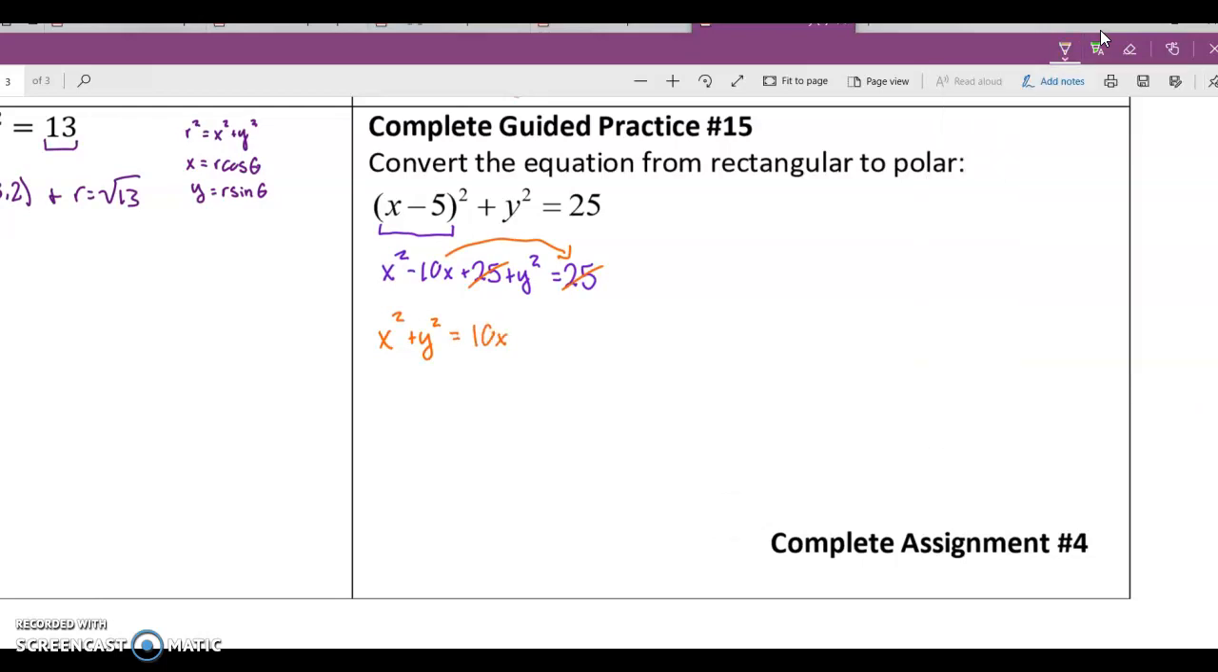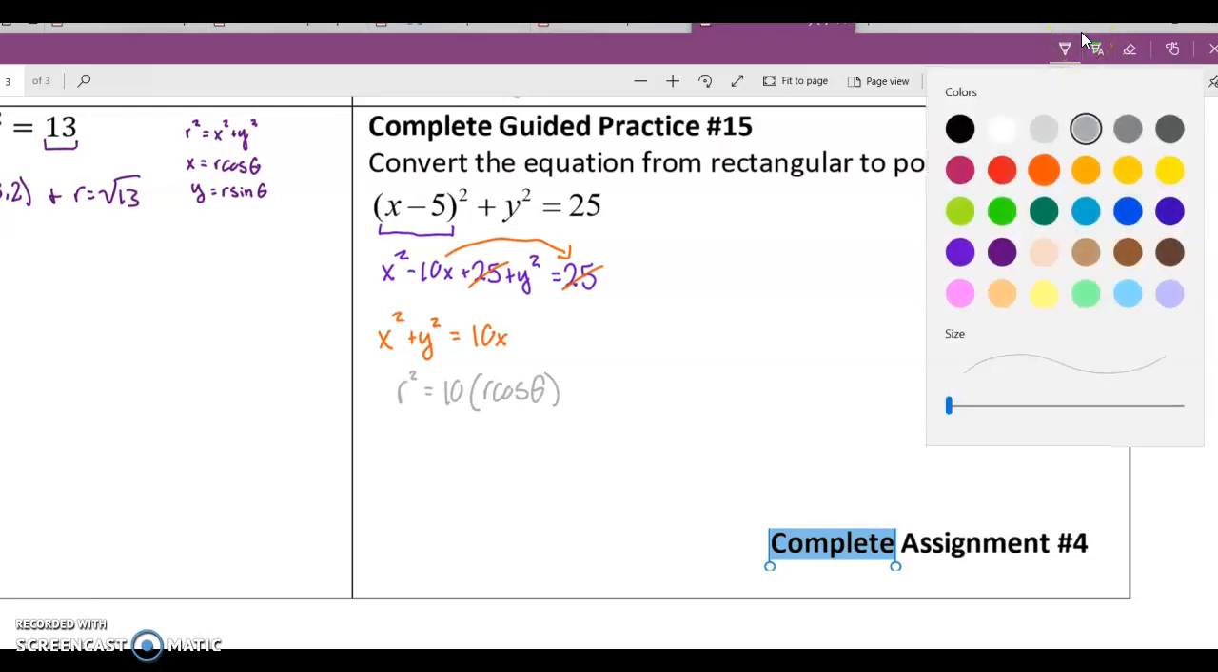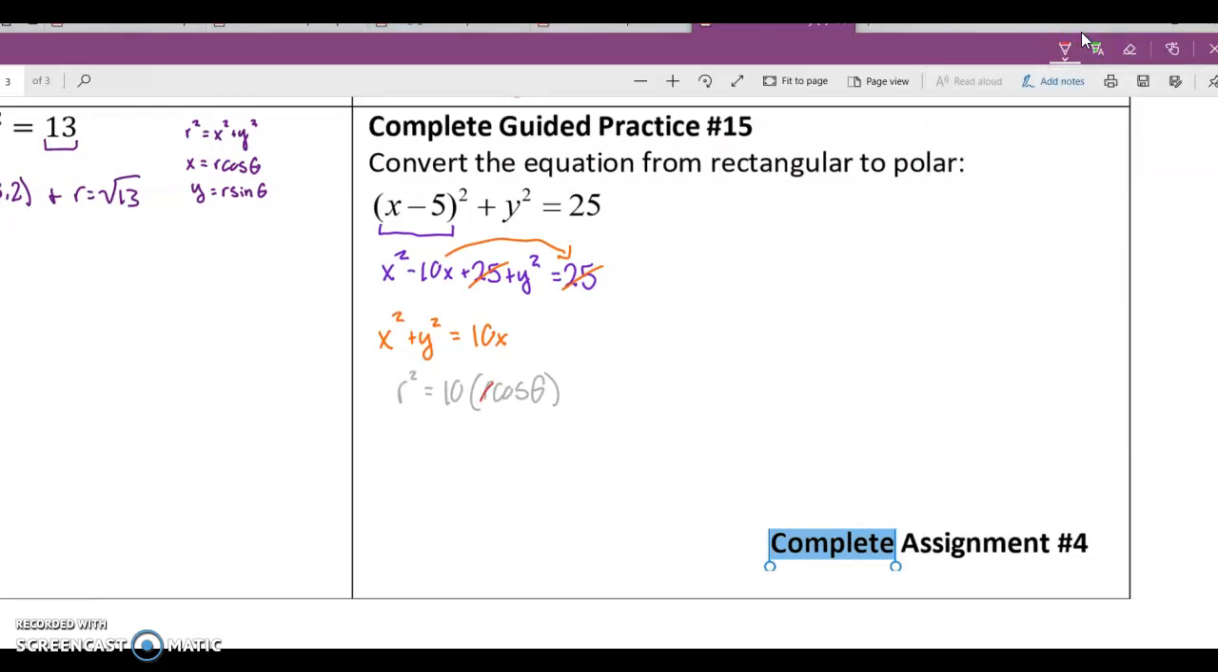Now we can go about converting using the conversions that we know. So x squared plus y squared is equal to r squared, and that's equal to 10 times r cosine theta. Now we can cancel out those r's, so our final equation is r equals 10 cosine theta. And that's our final answer.